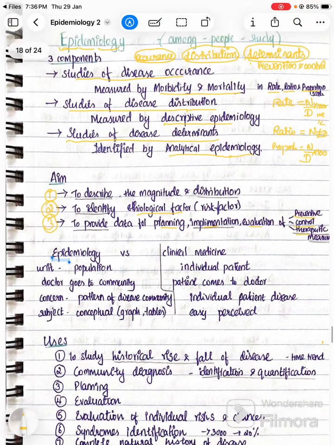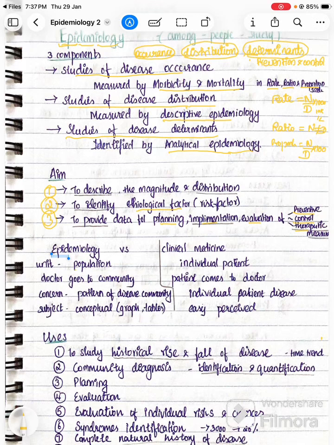Epidemiology versus clinical medicine. In epidemiology the unit is a population; in clinical medicine the unit is the individual patient. So here the doctor goes to the community, there the patient comes to the doctor. The main concern in epidemiology is the pattern of disease in the community. The main concern in clinical medicine is the individual patient's disease. Here the subject is conceptual, with graphs, tables and all. It's a little complex. Clinical medicine is easily perceived: for this disease, this treatment, this diagnosis.